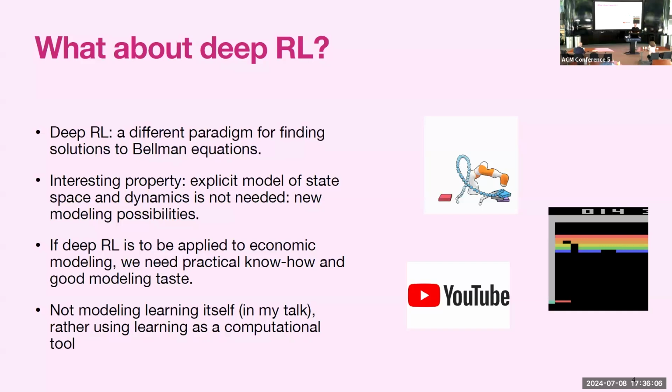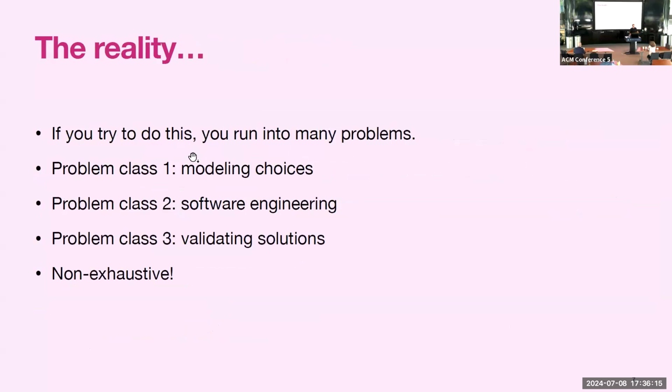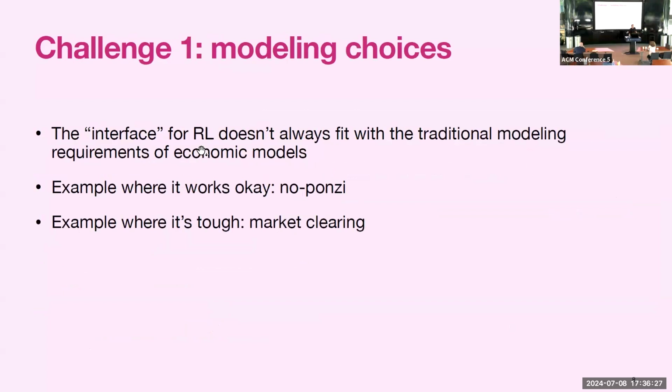It's a really tempting idea. It seems like a natural fit for economic modeling. But if you want to do that, it turns out you run into a lot of problems. Problem classes here: modeling choices, software engineering challenges, and how do you validate a solution given that these methods don't come with convergence guarantees? So some modeling choices, like classic modeling requirements for economic models, work okay, like the no Ponzi constraint, which you've heard about some today. Others, like market clearing, are more challenging.